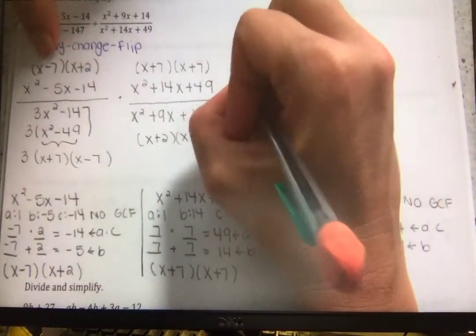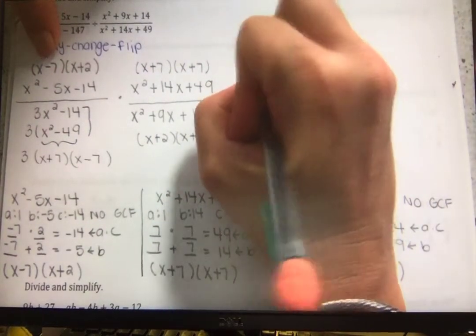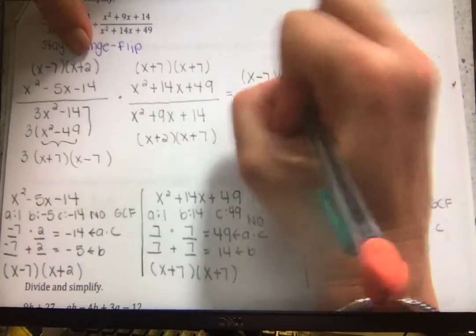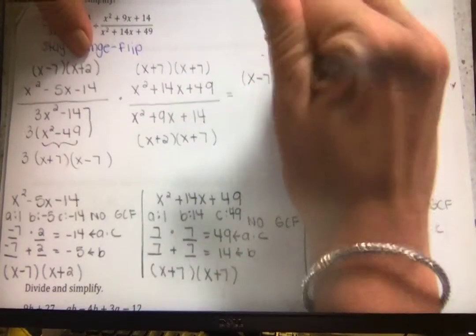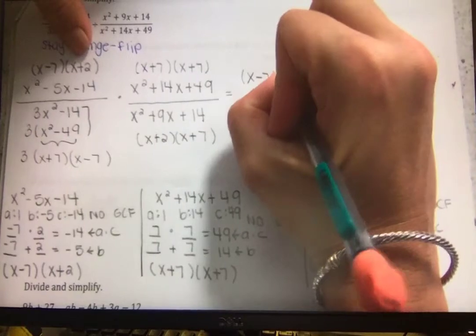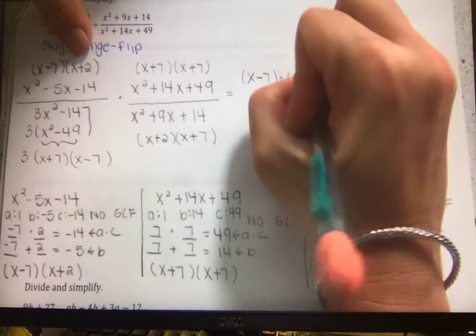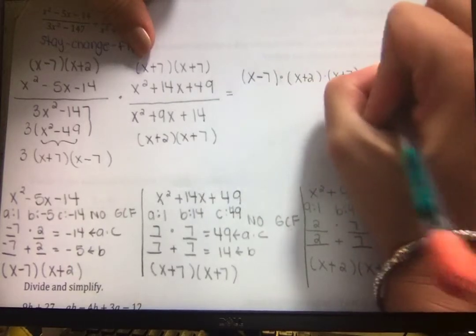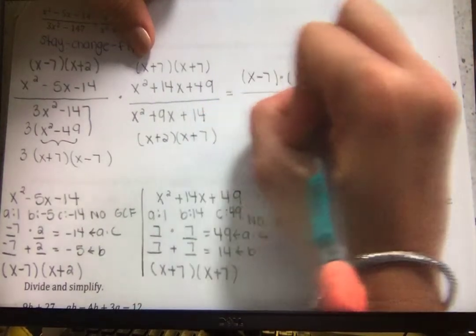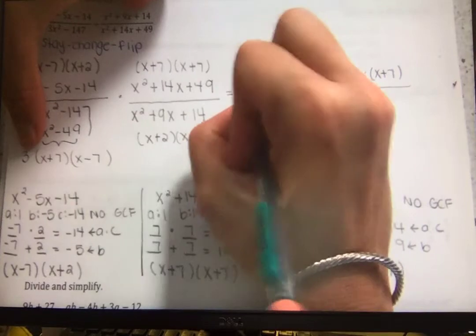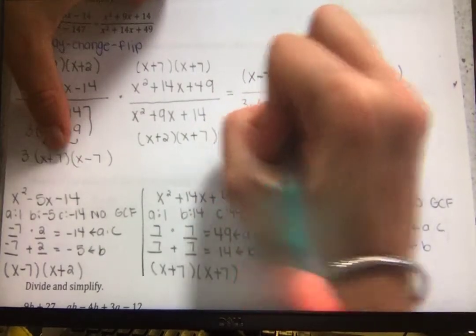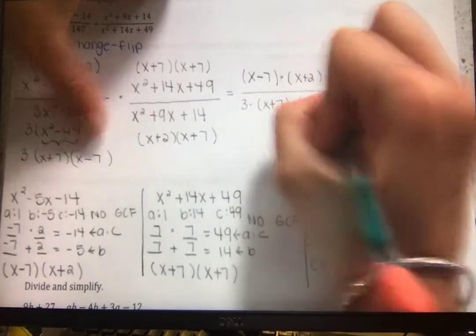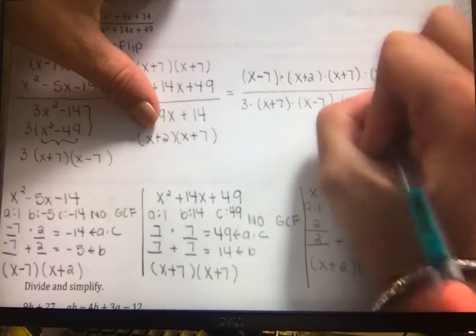So let's see what cancels out. x minus 7, x plus 2, x plus 7, and the other x plus 7. So what's left over? Wait, hold on, let me start over. What's left over up top? 1. On the bottom, 3. So 1/3 is our final answer. So that whole crazy mess, and they left us with 1/3.